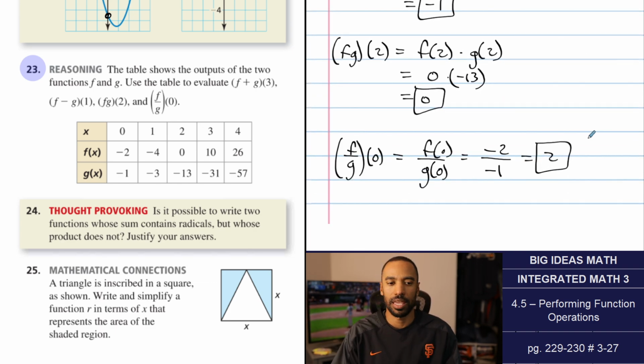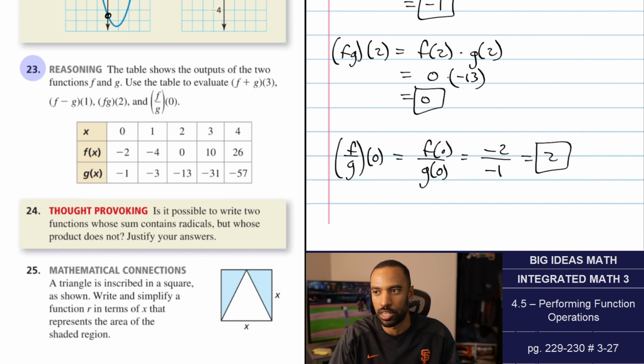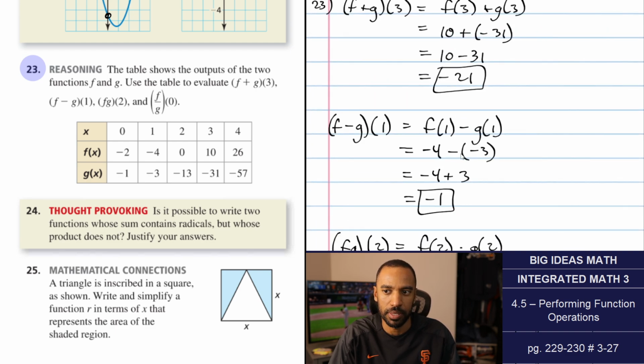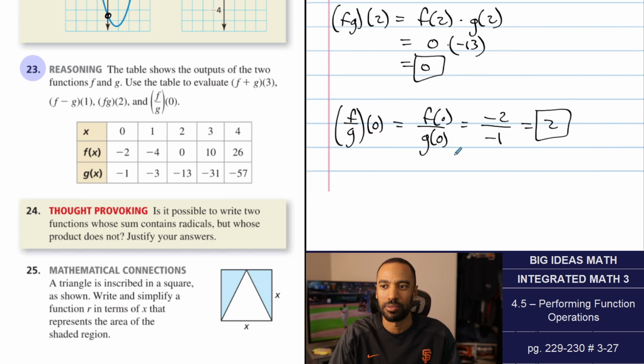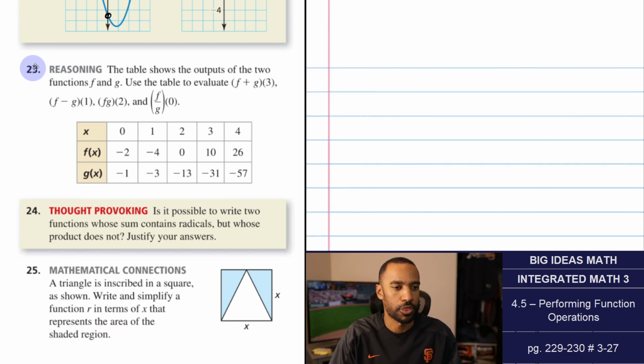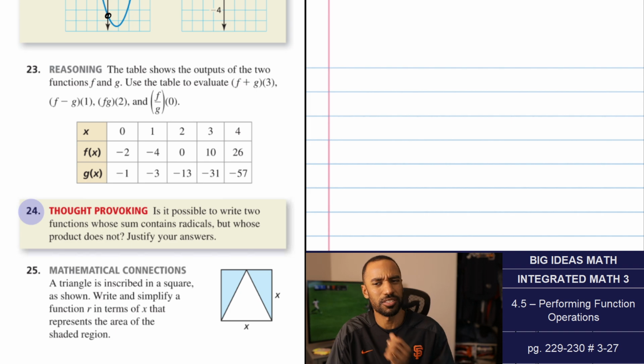Now, if we could figure out what these functions were, f of x and g of x, we could have actually done the operations, simplified them, and plugged them in, but that would have taken significantly longer. I'm just saying that there are a lot of ways to do these depending on what you want to do. Number 24, thought-provoking. Doesn't that mean open-ended to us, I think?